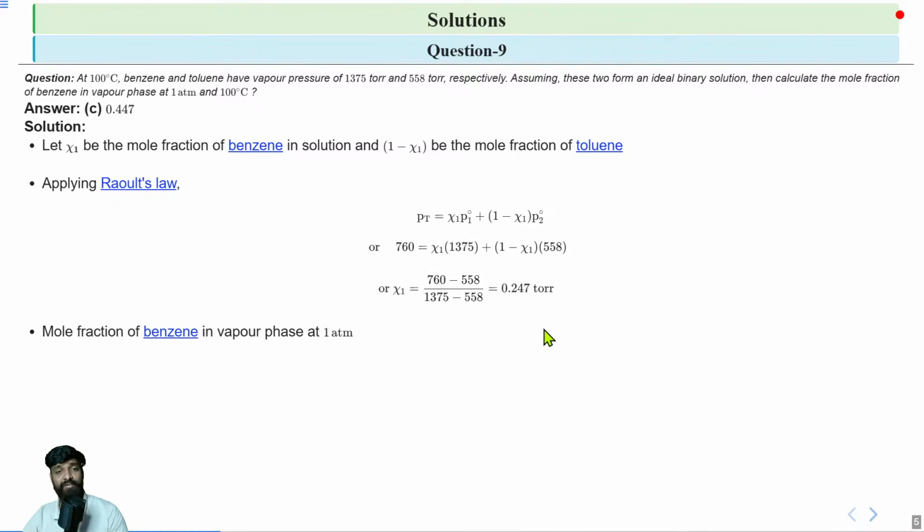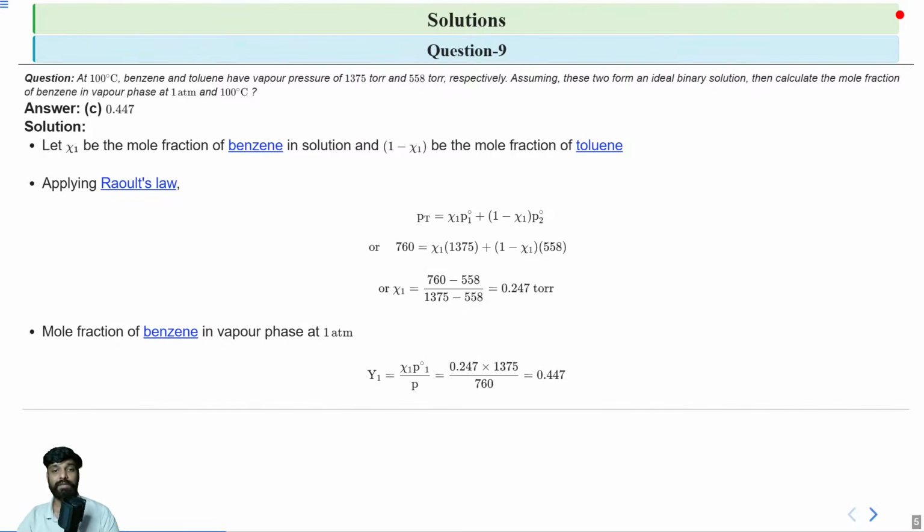Next, what you have to calculate? You have to calculate the mole fraction of benzene. How will you calculate it? For that, we will use the formula y1 is equal to chi1 p1 naught by p. Why are we using this? Because the mole fraction of benzene is to be calculated in the vapor phase. And in case of vapor phase, we use a different formula, which is P1 chi1 is equal to P total. So this was your formula, remember?